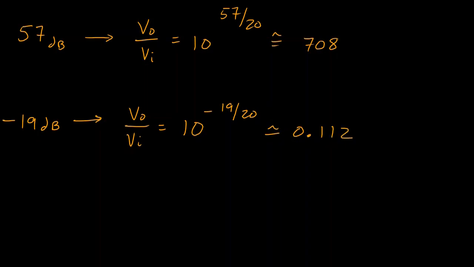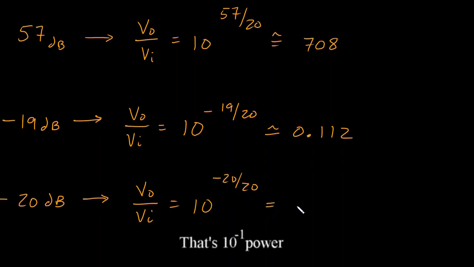0.112. And let's throw in one more. Let's use negative 20 dB. Now this one shouldn't come as a surprise. It's going to be V out over Vn equals 10 to the power of negative 20 divided by 20, which is just 10 to the minus 0.1 power. So that's going to give us 0.1. So I hope you find this discussion useful.